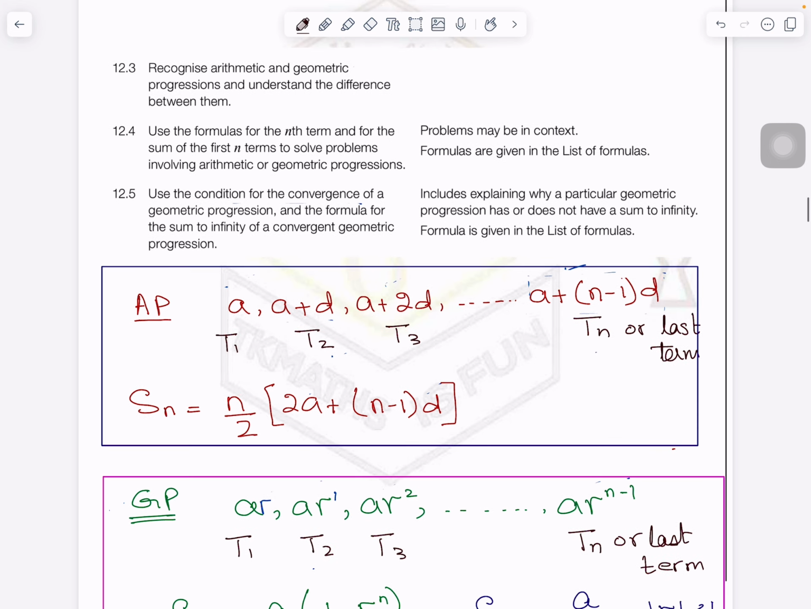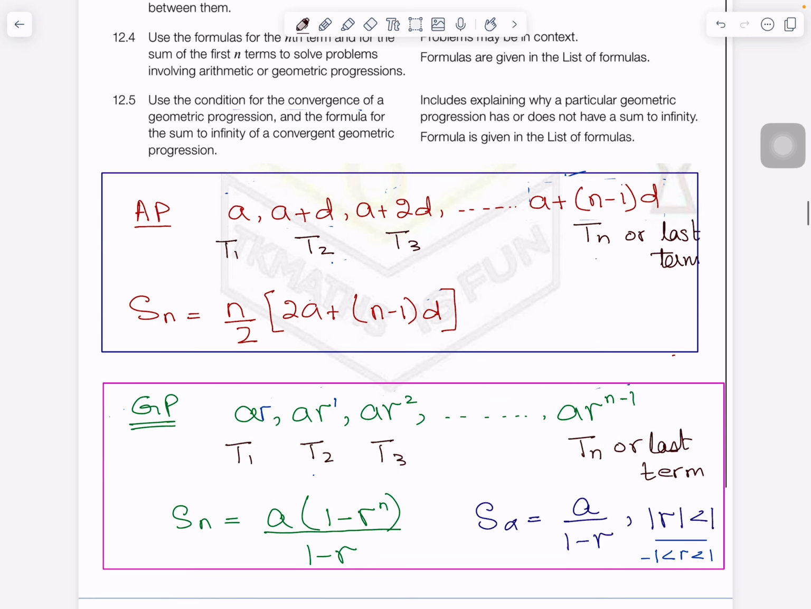So here I have given the formulas for APGP and the sums, to recall them for you. The important thing here is why the sum of the infinite terms in GP, which is here at the bottom, is this, and why this condition is given. The explanation of this I have given in another video, and I am attaching the link in the description below. If you are interested to know the reason why, you can see that video.